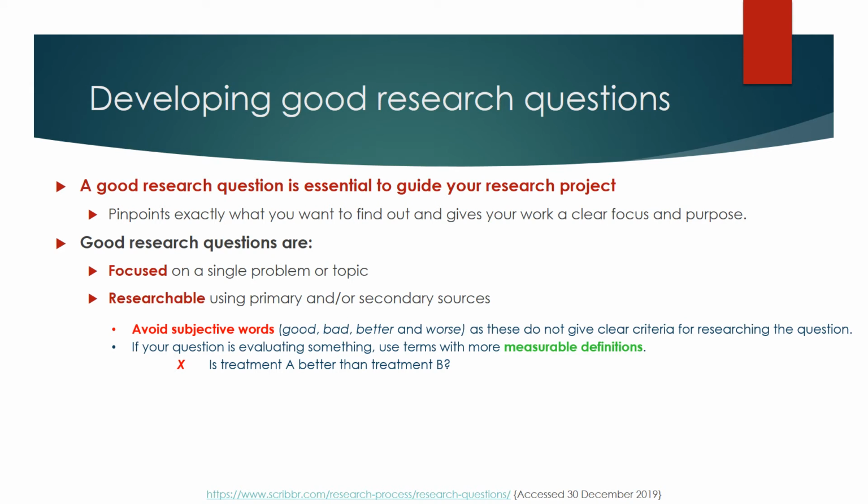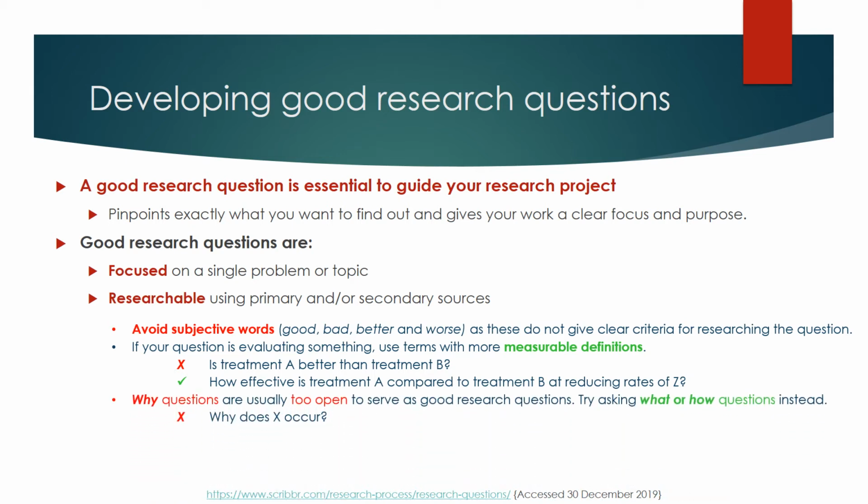Your good research question will avoid subjective words, such as good, bad, better, or worse, as these do not give clear criteria for researching the question. If your question is evaluating something, use terms with more measurable definitions. For example, rather than saying, is treatment A better than treatment B, and better not being a measurable definition, state how effective is treatment A compared to treatment B at reducing rates of Z.